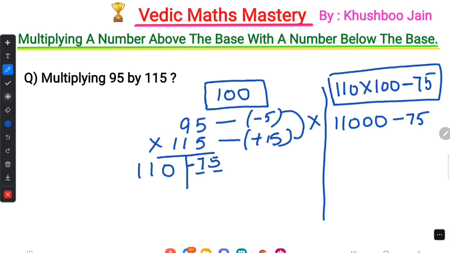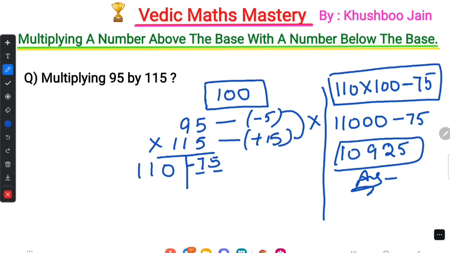Okay, so in this question, as you can see, you can apply the subtraction trick, as I already made a video on the subtraction trick: all from 9, last from 10. So you can apply this trick as well. Otherwise you can easily do it like 9, 2 and 5. This is the answer we can get: 10925, this is the answer.